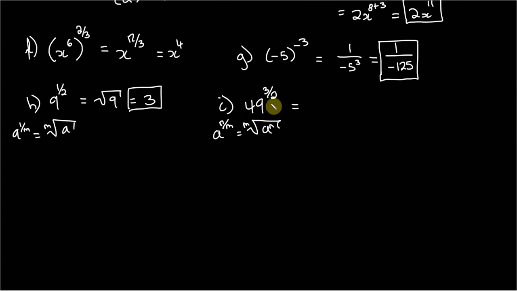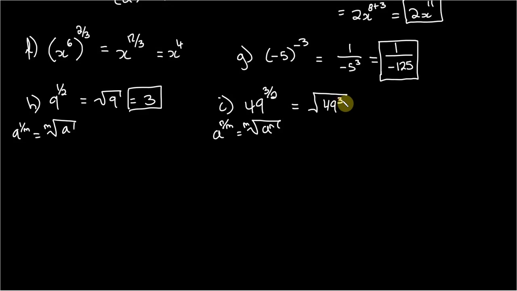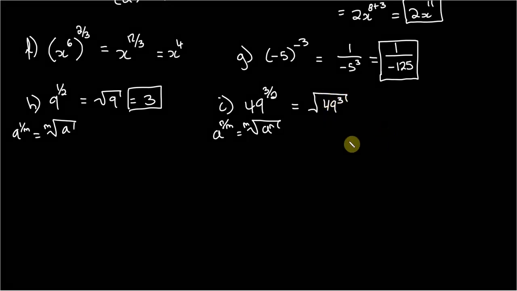So in this case, m is still 2, so you're going to take the square root of 49, but that's going to be cubed. Okay, and actually I could have probably picked an easier example, but this is going to be a big number. So 49 cubed is 117,649. Now we're going to take the square root of this, which simplifies to plus or minus 343.